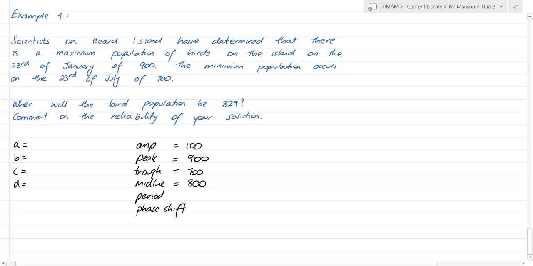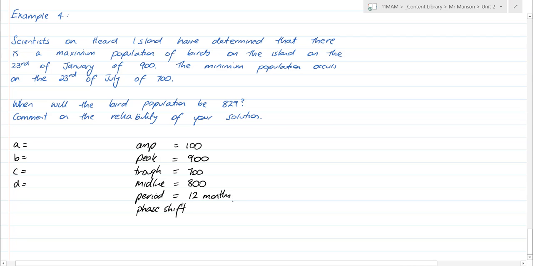And period and phase shift. Does anybody know the period or the phase shift? Reggie? Is the period 7 months? I don't think it is. Baxter? 12 months. I think it's about 12 months. But is it exactly 12 months?